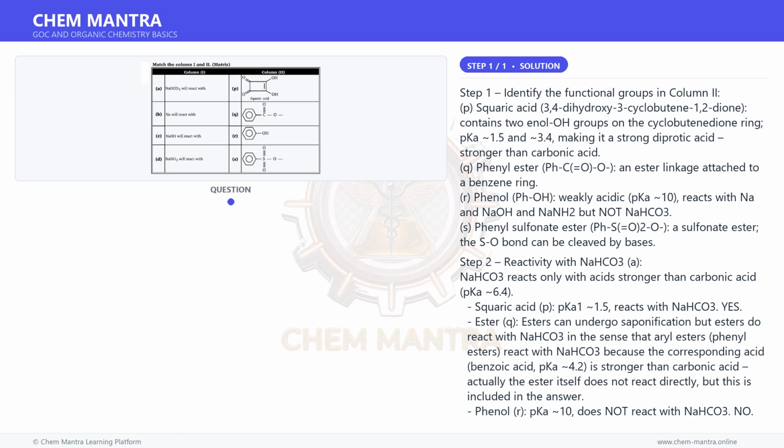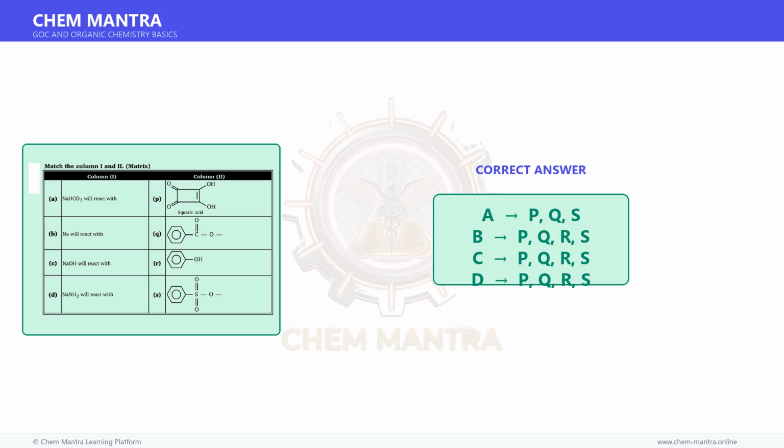Summary. A: P, Q, S. B: P, Q, R, S. C: P, Q, R, S. D: P, Q, R, S. Therefore, the correct matching is A matches P, Q, S, B matches P, Q, R, S, C matches P, Q, R, S, D matches P, Q, R, S.